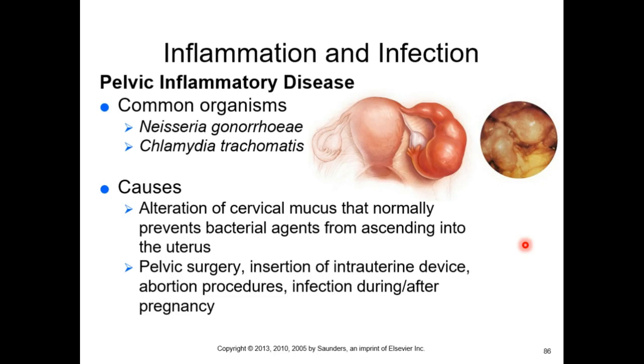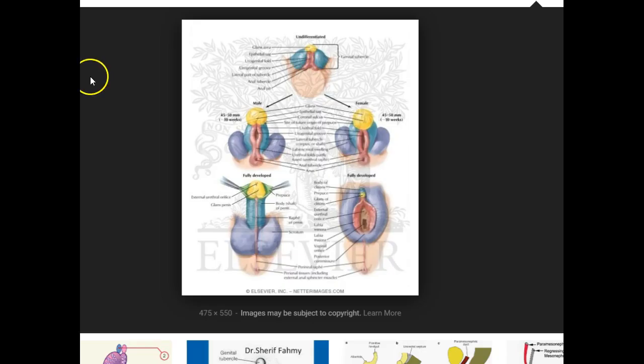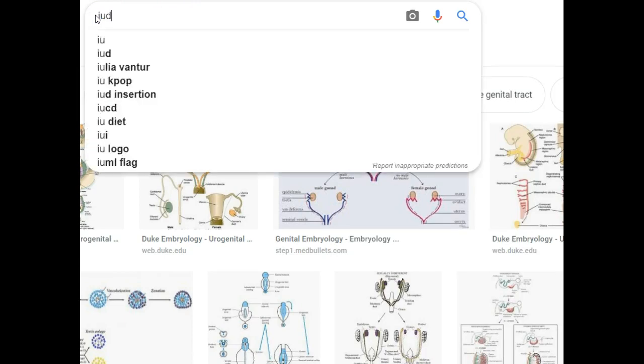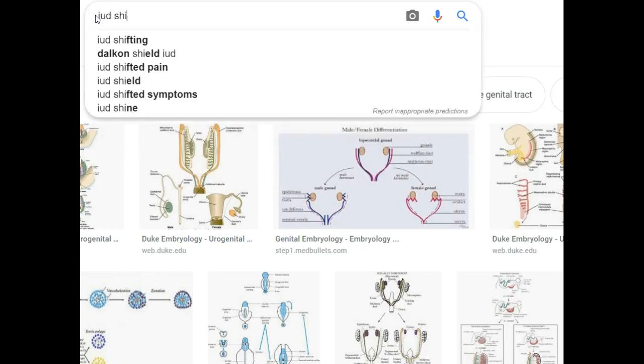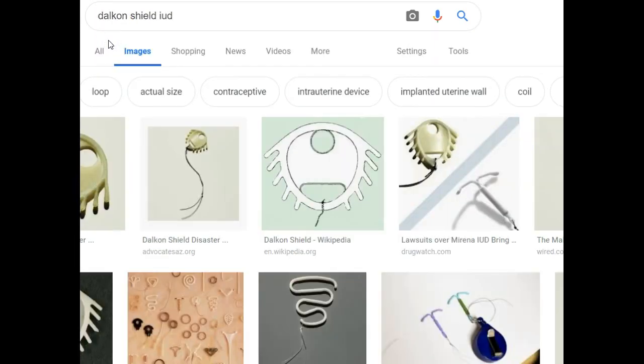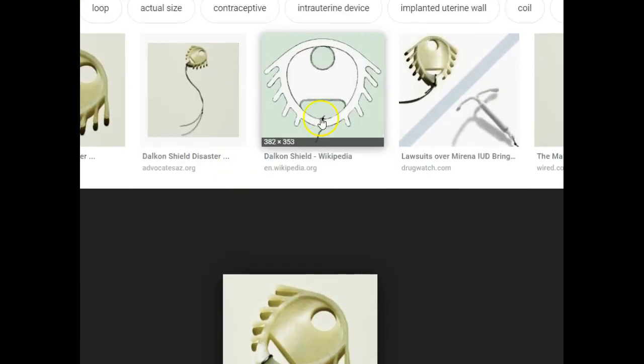You guys want to hear about that? You look like you want to hear about it. Okay, if you've got an IUD, you're fine. I promise. Let me show you. IUD shield. Dalkin. All right. Yeah, it's the dentist office right there.